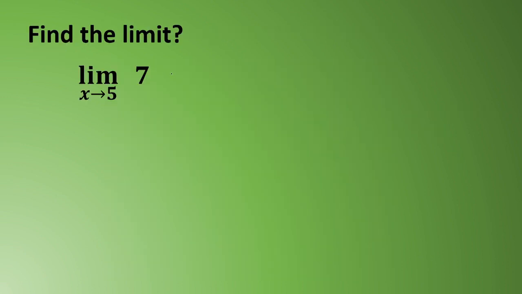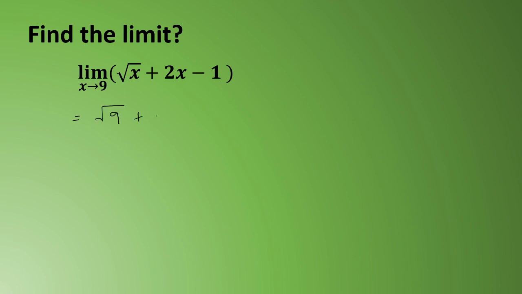Find the limit of 7 as x approaches 5. So this is 7. Remember that the limit of a constant is itself. You just need to do straight substitution in this case. So square root of 9 plus 2 times 9 minus 1. So this would be 3 plus 18 minus 1. So we have 20.